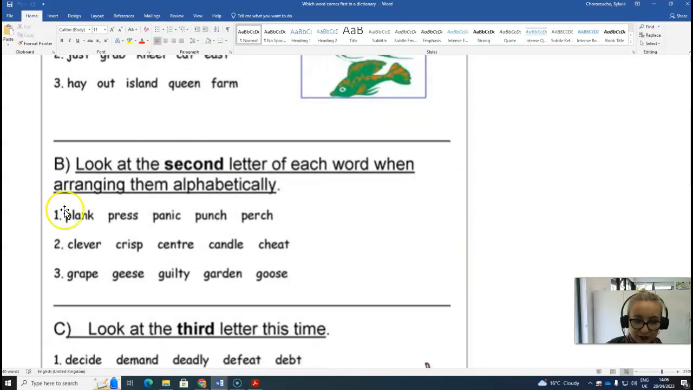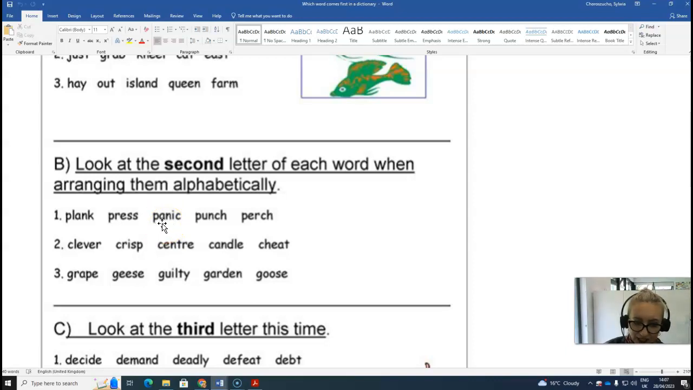When you look at task B, and look at the first line, you've got to put these words in alphabetical order. To do this, you look at the first letter, which is the same, P. If that's the case, we look at the second letter, and we try to decide which letter comes first in the alphabet. So it's P, L. You've got L, R, A, U, E. So A comes first. So panic will come first in alphabetical order.